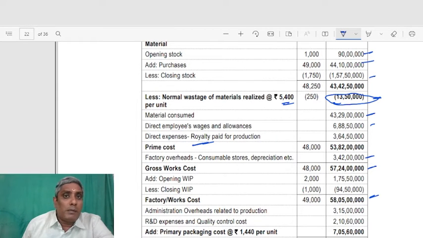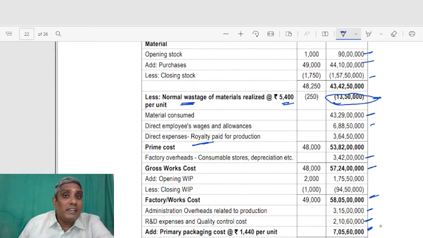The only thing you have to remember is the treatment of royalty as well as the adjustment of normal wastage, which is very clear. Now, administration overhead related to production comes immediately after that. And after that, it is R&D expenses. The Institute study material format itself is very clear. They just asked a question directly from that. Now add primary packaging cost, because primary and secondary packaging are both there. Secondary will be in the selling and distribution overhead. Primary will be related to cost of production, because without that the product may not come out.